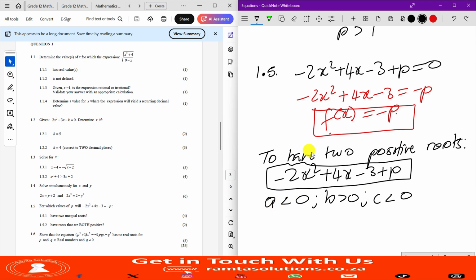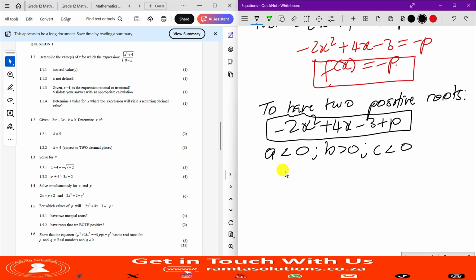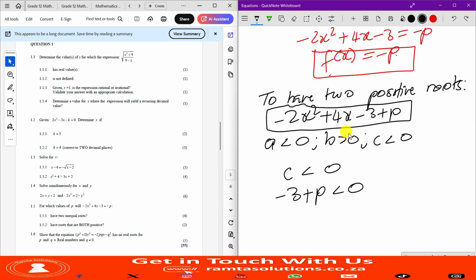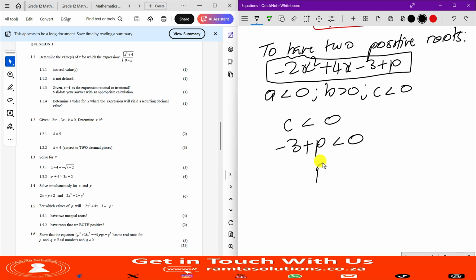Okay, so with that, this therefore means c, I said, must be negative. What is c? C is negative 3 plus p, all right? C is negative 3 plus p. We said it must be less than 0. Therefore, p is less than 3.